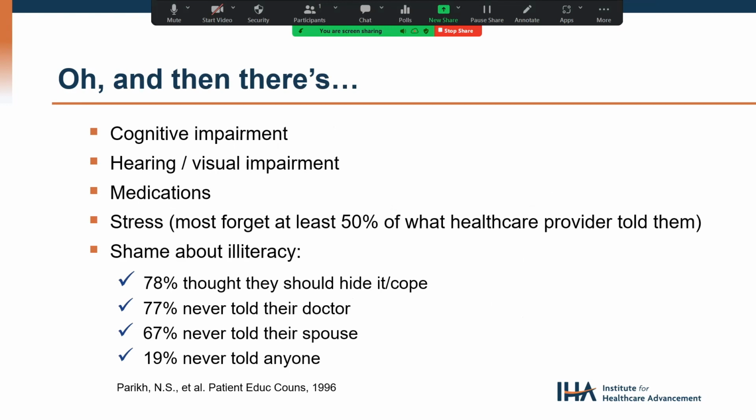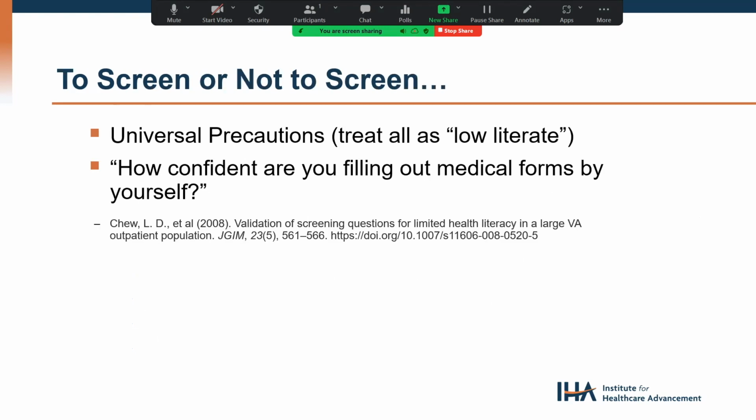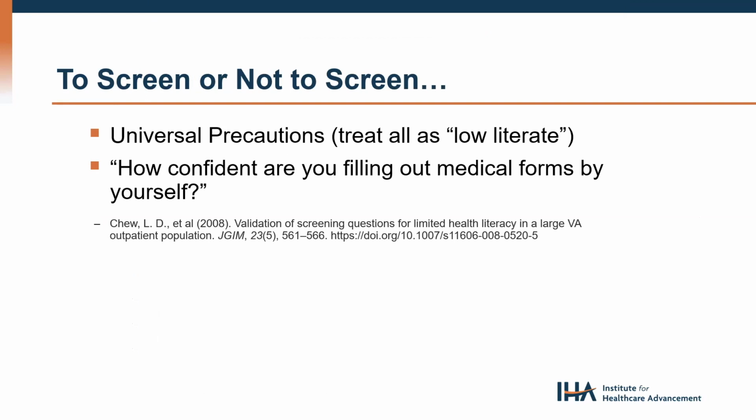You can see almost 20% never told anyone that they had literacy problems. So sometimes people will say, "Oh, well, let's just give them a literacy test." No, that's unnecessary. It's shaming, and it really has no practical purpose. We in the health literacy community recommend what we call universal precautions, which is essentially, let's treat everybody as if they're low literate. So let's be clear. Let's write plainly and effectively.